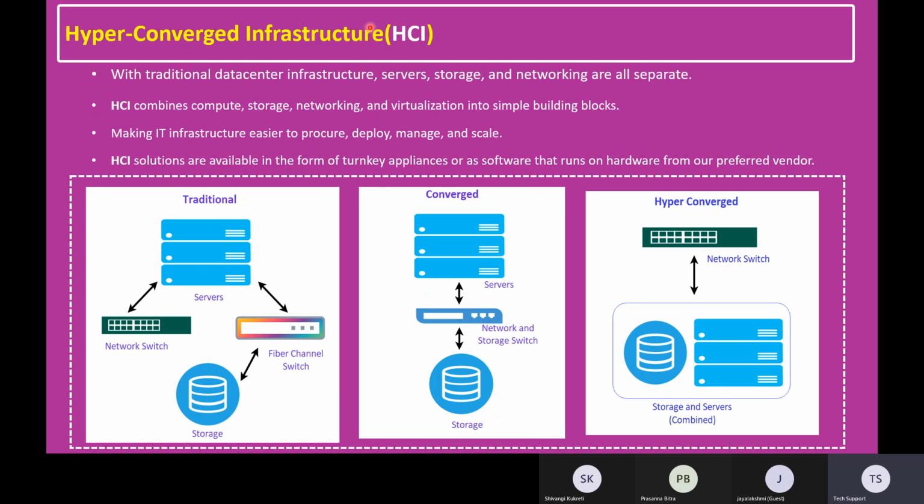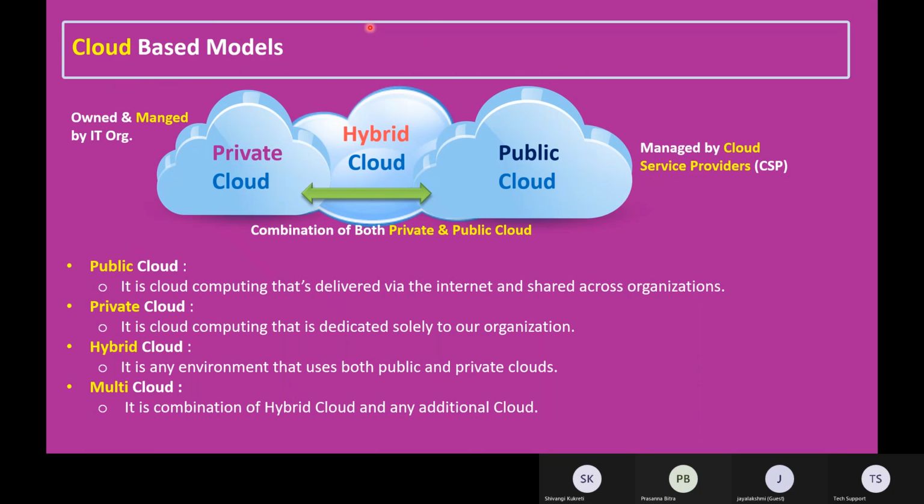Now we are going to try to understand the cloud-based models also. What is the difference between the clouds? In our cloud-based models, if you observe in this diagram, we have private cloud, public cloud, and hybrid cloud. So let's try to understand what is private cloud. Private cloud means it's normally owned and managed by an IT organization. Suppose your company is Capgemini. Capgemini is one of the organizations. That organization is trying to manage their own infrastructure. That is nothing but a private cloud.